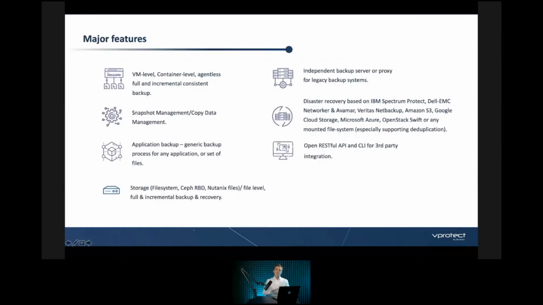Now, in general, vProtect provides several main features focused on the VM level, container level, and storage level, and we always try to push an agentless approach to these new areas when we talk about data protection. It's not only about backup, it's also snapshot management capability. For some custom deployments, we also support application backup, so it's a generic mechanism that you could implement whenever you need to cover specific applications in your environment.